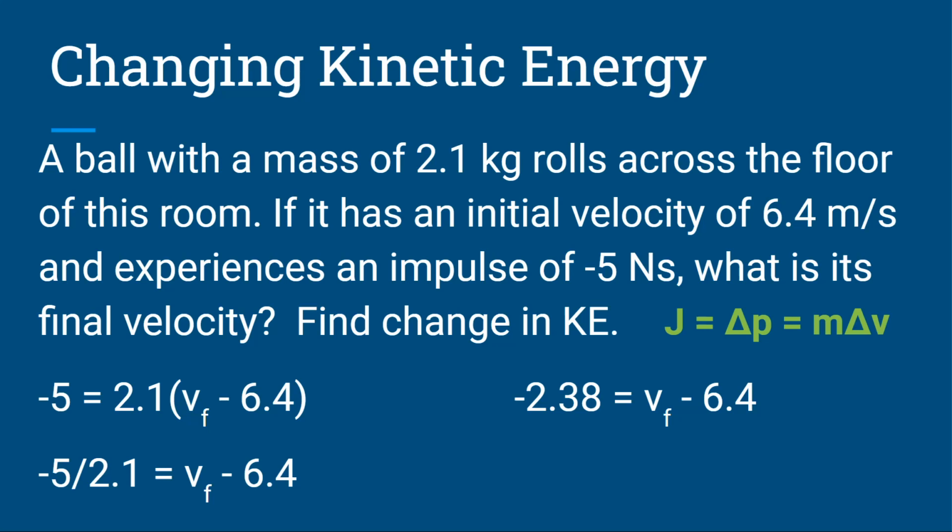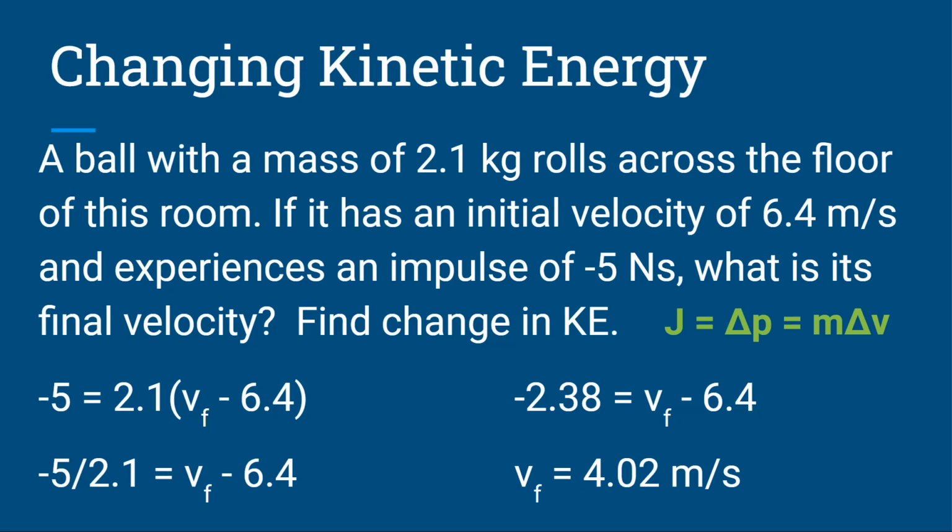6.4 plus -2.38, or 6.4 minus 2.38 gives me a final velocity of 4.02 meters per second. Okay, so I have answered the first part of this question. I now know the final velocity of this object. It makes sense. It should be slower because the force that was applied, or rather the impulse, was negative. It was working against the direction of this object's motion and displacement, so I slowed down from 6.4 to 4.02.